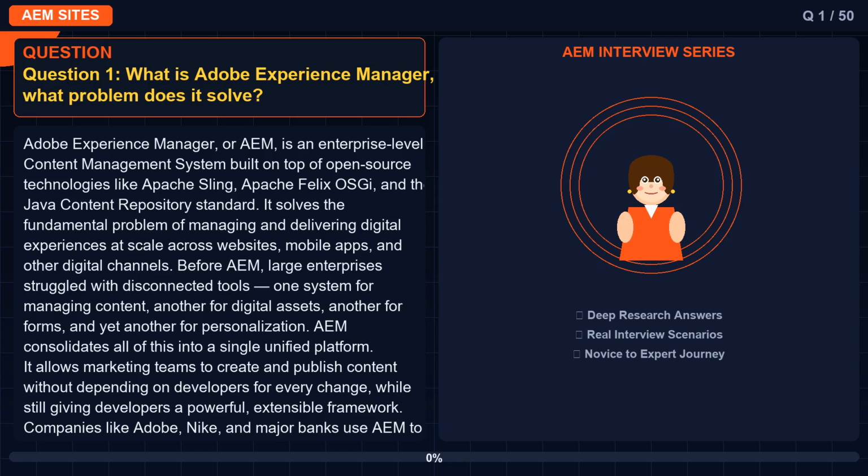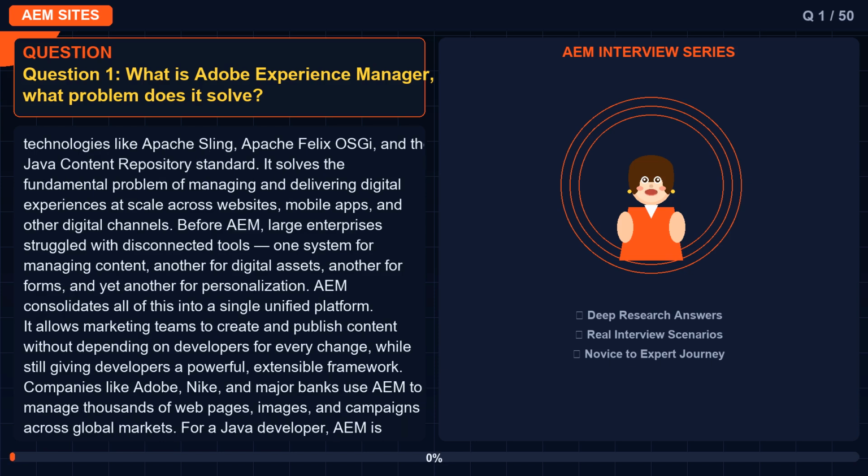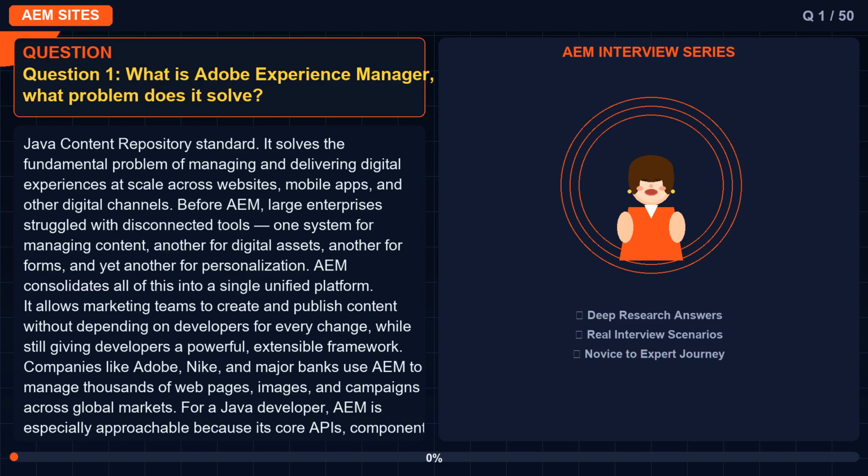Question 1. What is Adobe Experience Manager, and what problem does it solve? Adobe Experience Manager, or AEM, is an enterprise-level content management system built on top of open-source technologies like Apache Sling, Apache Felix OSGi, and the Java Content Repository Standard. It solves the fundamental problem of managing and delivering digital experiences at scale across websites, mobile apps, and other digital channels. Before AEM, large enterprises struggled with disconnected tools, one system for managing content, another for digital assets, another for forms, and yet another for personalization.